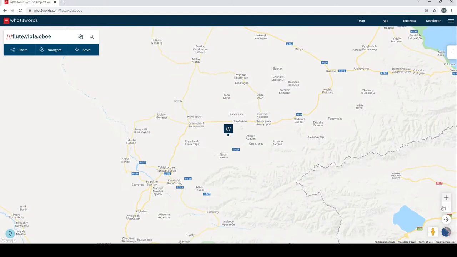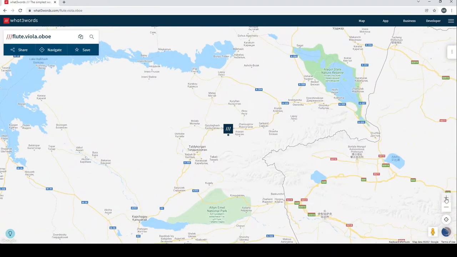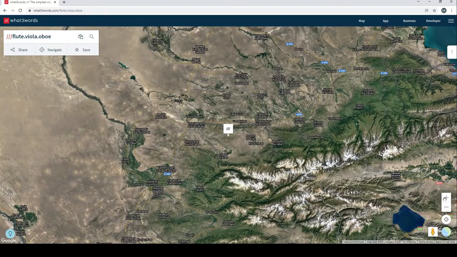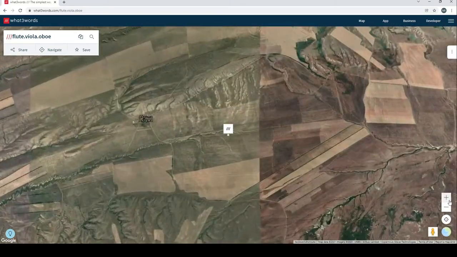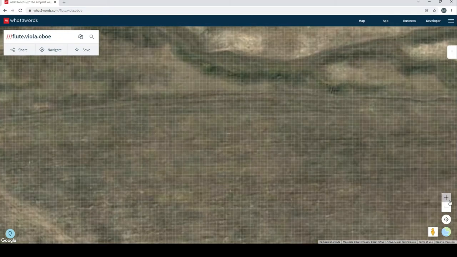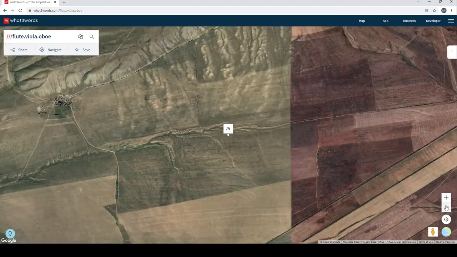Let's see, where are we? Almaty, that's the capital, I think, is there. They've got a big national park. Seems to be a big town there, Taldykorgan. Let's have a quick look at the satellite imagery. It looks like flute, viola, oboe is a tiny square in a field, and that's about as far as we can go in, near a little road.